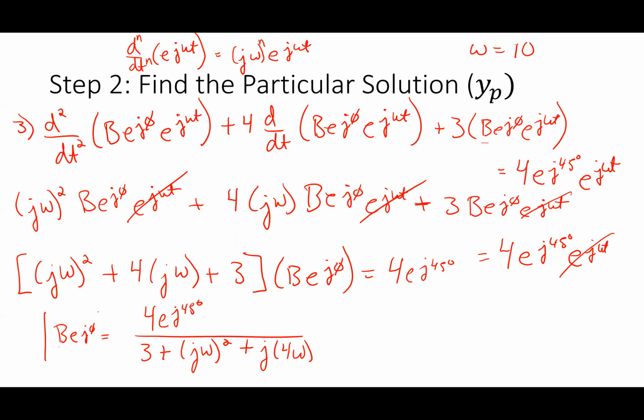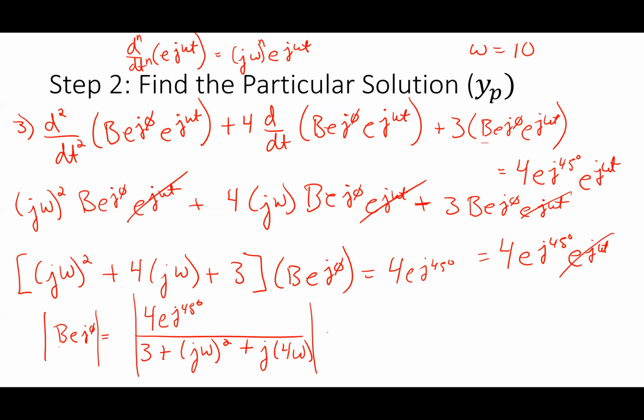So if I take the magnitude of both sides, on the left, the magnitude of b times e to the j phi. What is that? It's b. e to the j phi, what's its magnitude always? 1. e to the j phi is cosine phi plus j sine phi. Take the magnitude of that: cosine squared plus sine squared. What's cosine squared plus sine squared always equal to? 1. So the magnitude of b e to the j phi is just b.